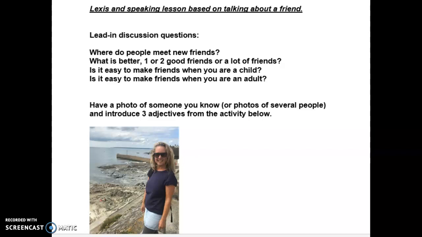Another way of doing it is to get the students to write their thoughts in the chat box. You could even have a mixture of the two.